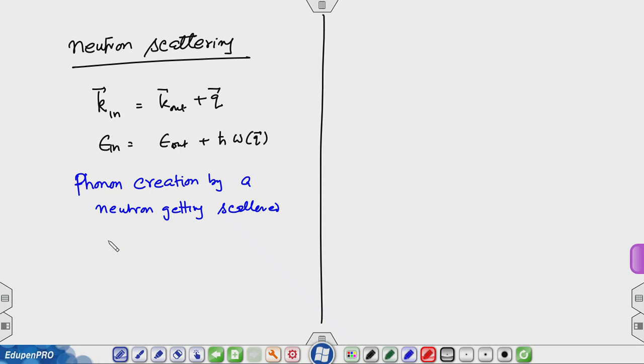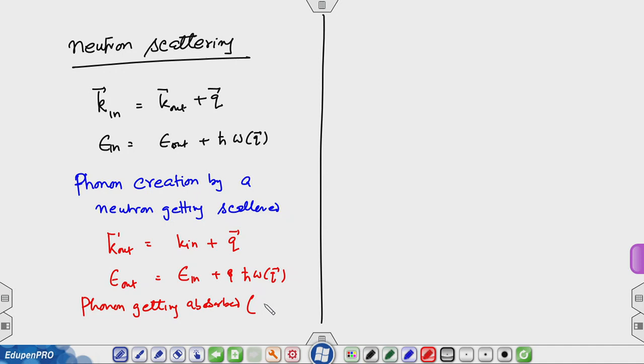And the other one is going to be k out equals k in plus q, and E out equals E n plus h cross omega q. This is going to be for a phonon getting absorbed, or phonon annihilation. And you measure these and you get your curve. So, what I will do is I will send you some representative papers, some graphs that have been done using this.